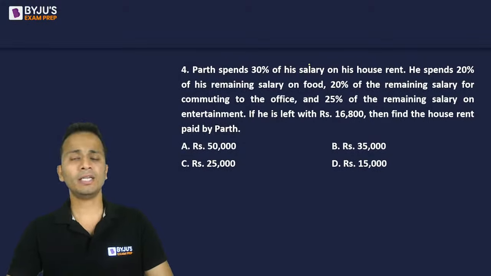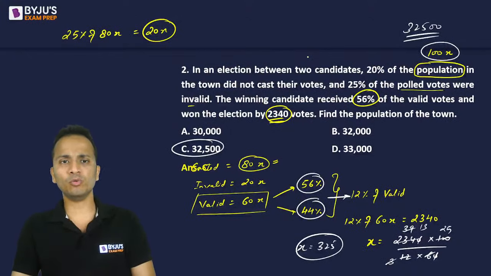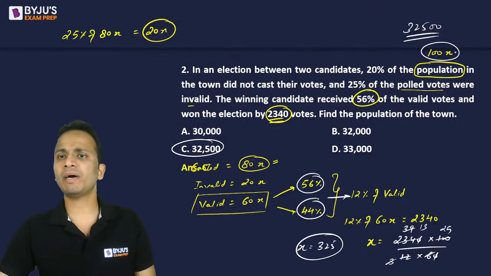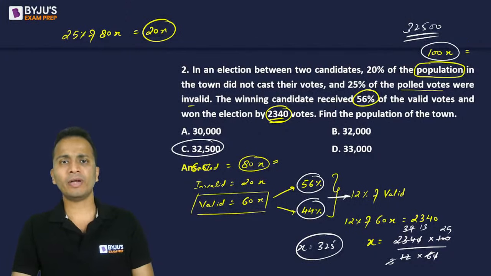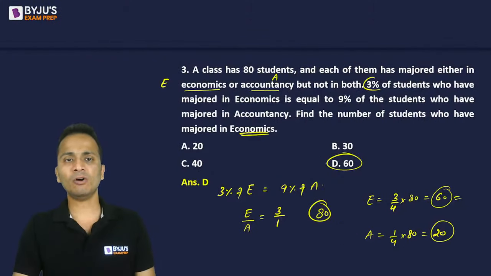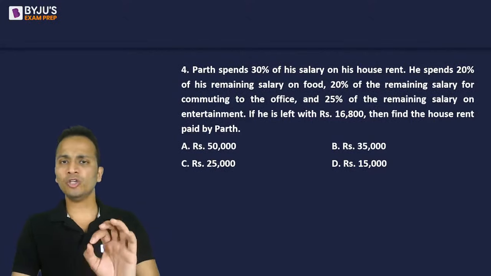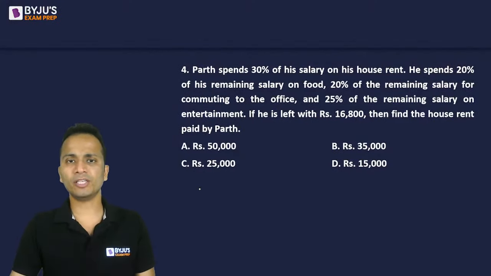All right. Now let's have a look at the best way of doing this question. Now, if I go back to question number 2, in question number 2, I started by assuming the total population as 100x. Then there were some invalid votes. There were some people who have not casted the votes, and then winning candidate and the losing candidate. Now, I can do this question using the same method, but I'll show another method of doing this question.